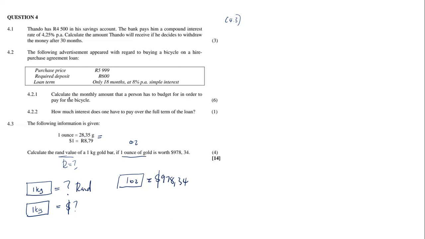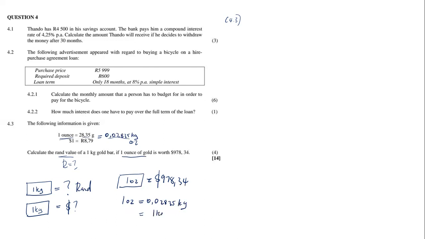So we convert 28.35 grams by dividing by 1,000. 28.35 divided by 1,000 will give you your mass in kg, so it's going to be 0.02835 kg. So 1 ounce is equal to this in kg, or to 28.35 grams, but we don't want grams, we want kg because we are talking about kgs. So 1 ounce is equal to 0.02835 kg.